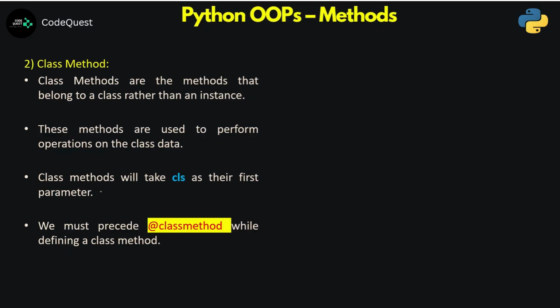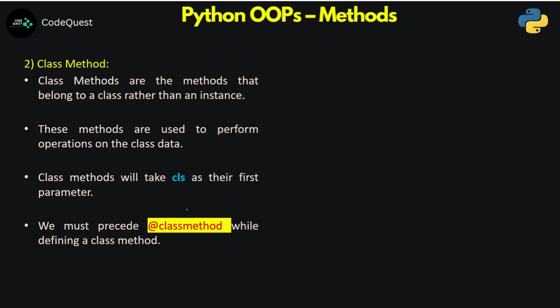There are two indications. The very first one is it has to take CLS as its first parameter. Whenever we are defining a class method, it has to take the first argument as CLS. That gives an indication that yes, this is going to act as a class method. At the same time, we also need to put the class method decorator. This @ symbol is nothing but the symbol of your decorator, right? So this class method decorator has to be added before defining the class method.